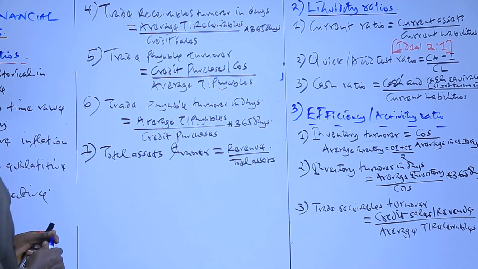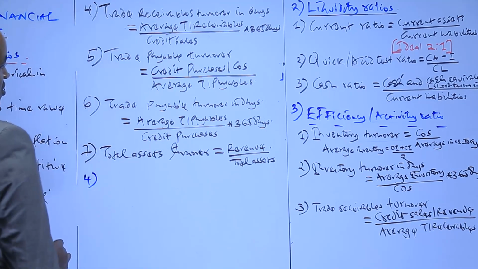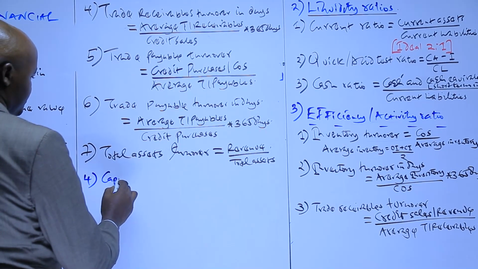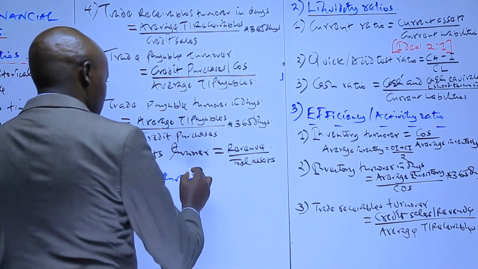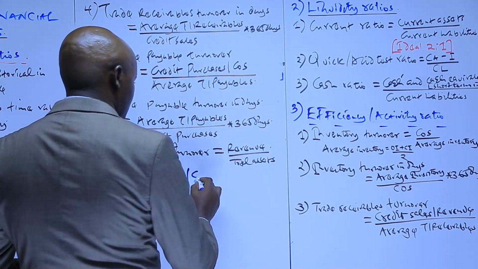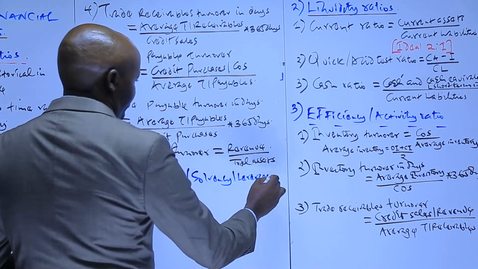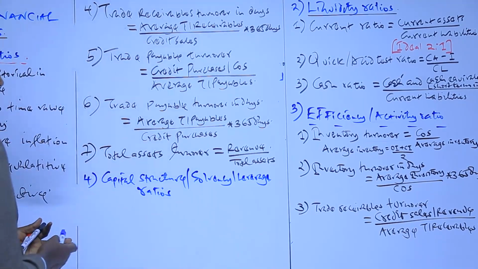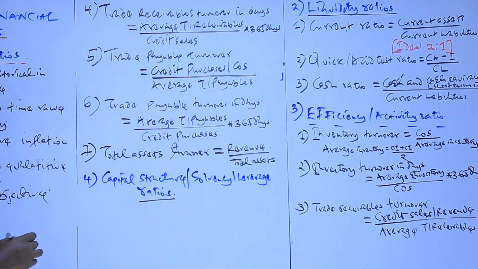So let's move and look at the other category of ratios, number 4: the capital structure, solvency, or leverage ratios. We said that these are ratios computed basically to evaluate the ability of the company to pay the long-term debt as and when they fall due.